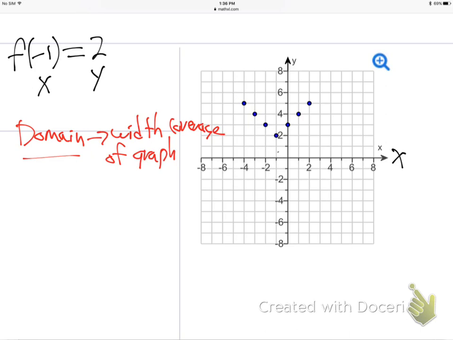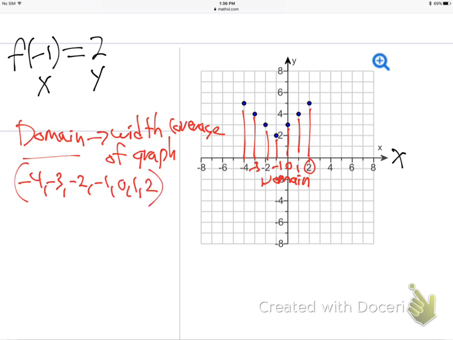So in part B, what they're saying is, what's the width coverage? What's the domain? What's the width coverage of this graph? Like how far left, how far right, at which locations do we find graph? Do we find dots? Well, the places I see dots are at negative 4, negative 3, negative 2, negative 1, 0, 1, and 2. At all those, so that's the answer. It's negative 4, negative 3, negative 2, negative 1, 0, 1, and 2.